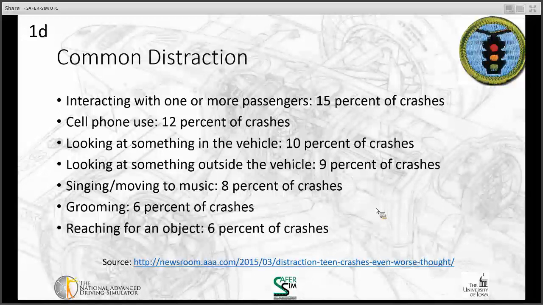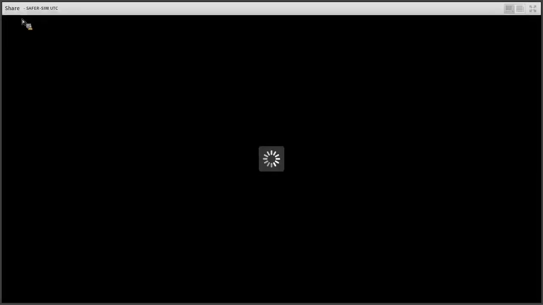Singing, moving to the music, 8% of the crashes. Grooming, combing your hair, putting on makeup, 6% of crashes. Reaching for an object in the car, another 6% of the crashes. So those are some of the more common distractions that occur while you're driving. Okay, so we're going to go on.